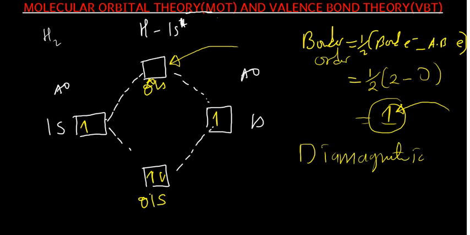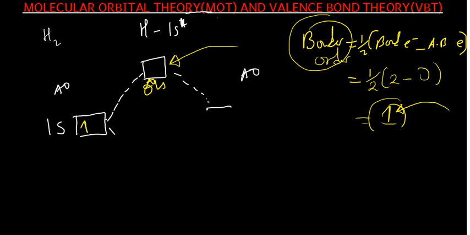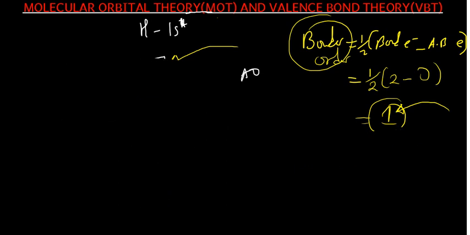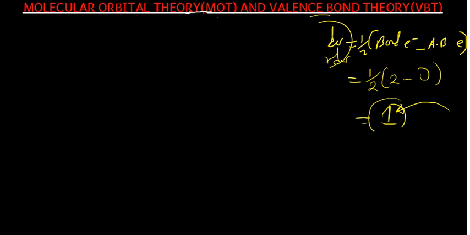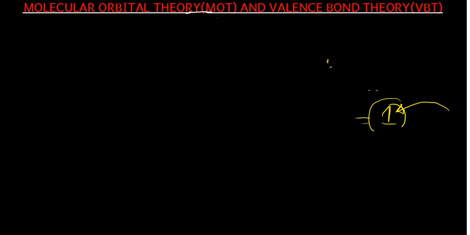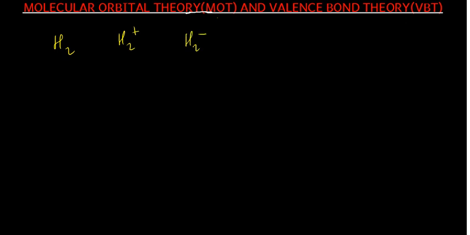Now bond order is related to the stability of a molecule. So after saying that, let's determine which one is going to be more stable. Is it the hydrogen molecule, or hydrogen molecule plus, or hydrogen molecule minus? So I've got H2, and then H2 plus, and then H2 minus. Let's determine which one is going to be more stable.